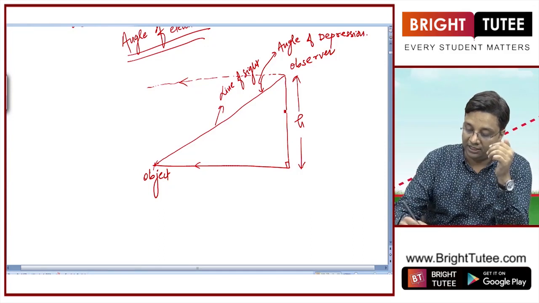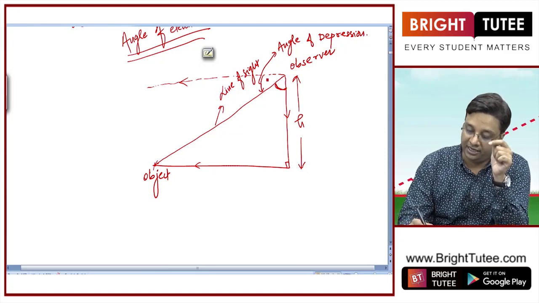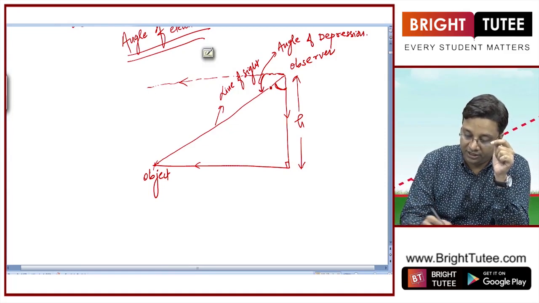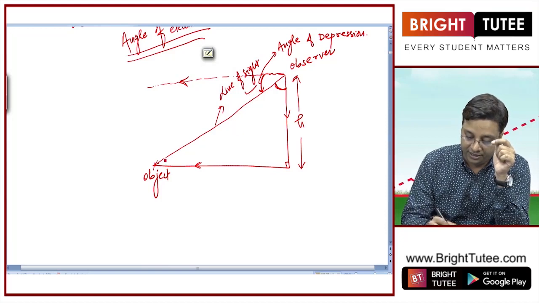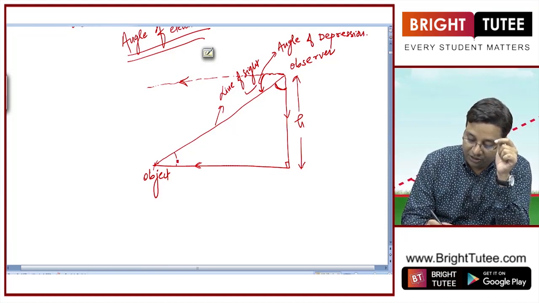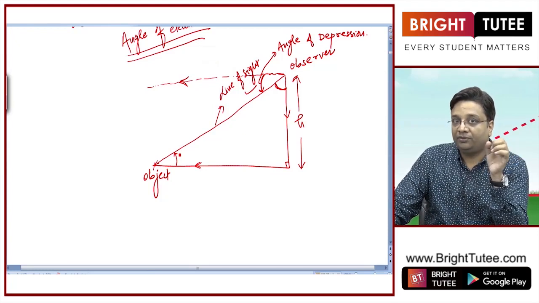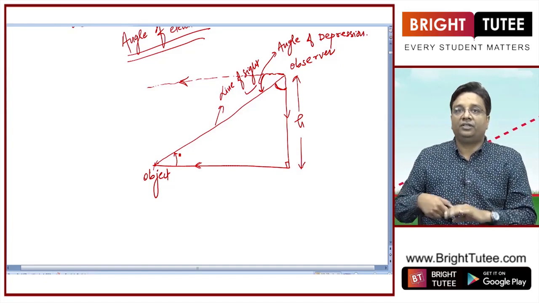So this is horizontal and this is vertical. Some of the students confuse it with this angle. No, this is not the angle of depression. Angle of depression is made with the horizontal line again, right. And if you notice, this line and this line are parallel, so this angle of depression is equal to this angle here.